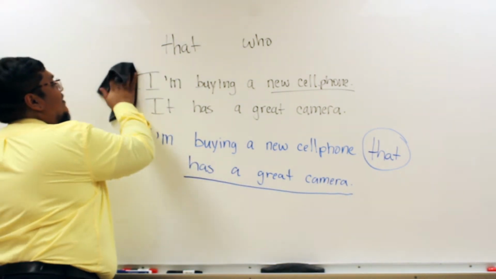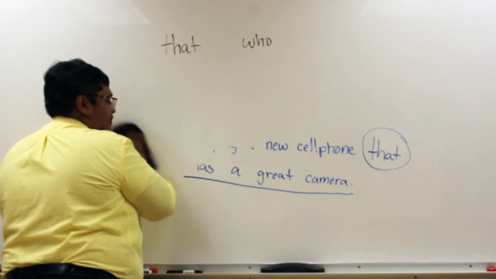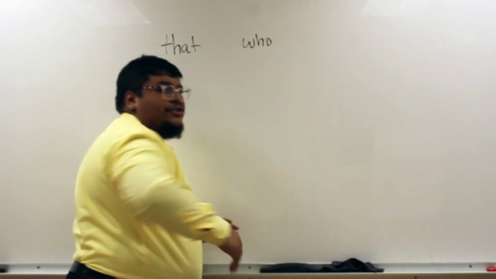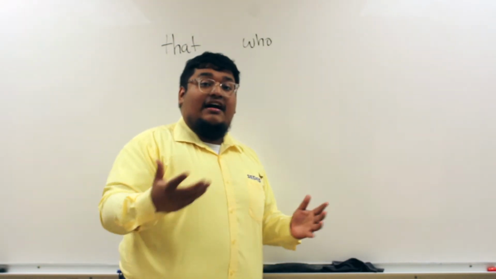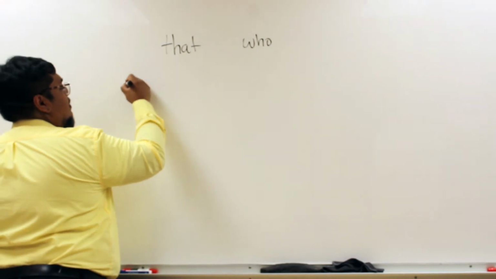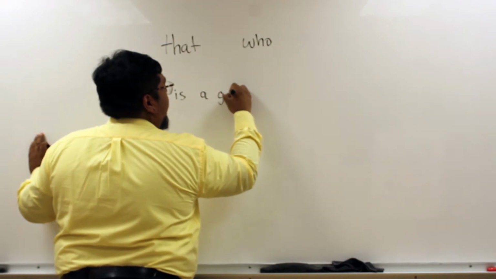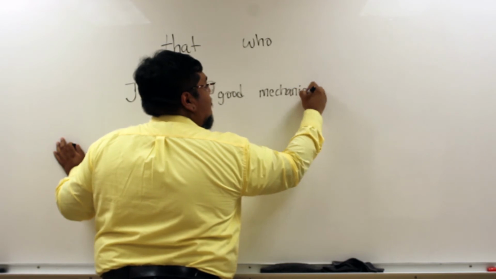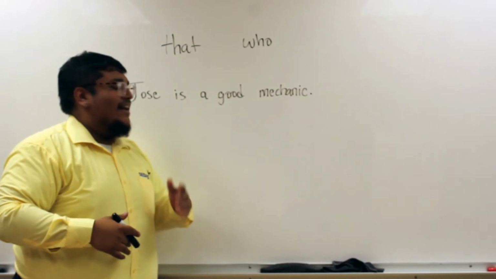Okay? So now let's move on to the word who. And remember, when we're talking about the word who, we use the word who when we're talking about a person, like me, like Sam, or maybe your neighbor, maybe your friend, a colleague. So I can say, Jose is a good mechanic. Okay, so Jose is a good mechanic. That's true.